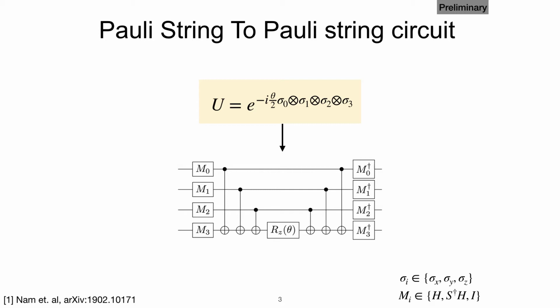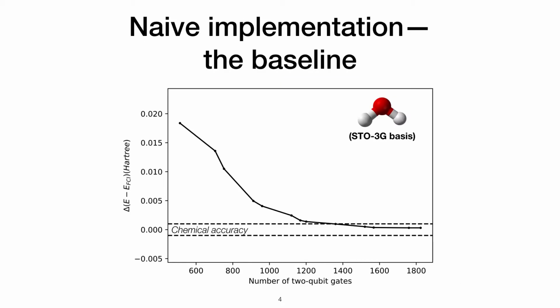The question is, how many resources does it cost? In the current noisy intermediate-scale quantum devices, the cost is the number of 2-qubit gates. Here is a plot that shows how many 2-qubit gates you need in order to reach chemical accuracy. We took a water molecule with STO-3G basis as an example. The vertical axis is the energy difference between the VQE energy and the exact full CI energy. As can be seen, it takes thousands of 2-qubit gates to reach chemical accuracy.